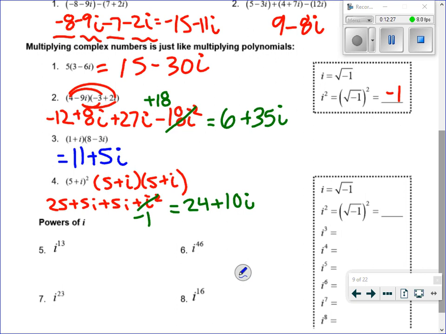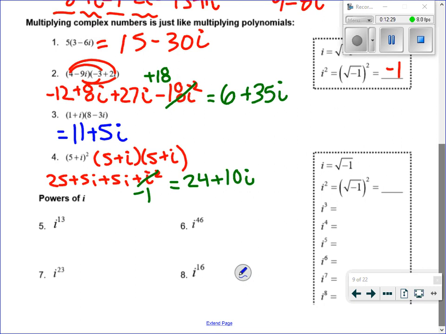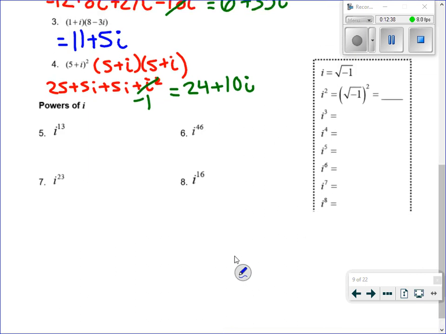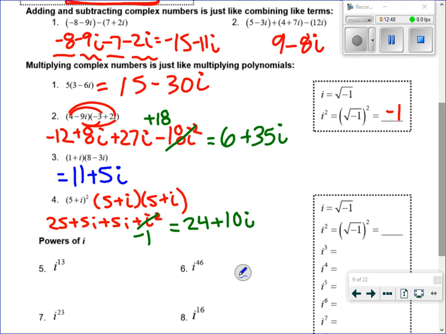No problem. All right, so let's keep the fun rolling and look at our powers of i. So we already know that i is the square root of negative 1. That's going to be our base behind everything, knowing that i is the square root of negative 1, and that i squared is negative 1.